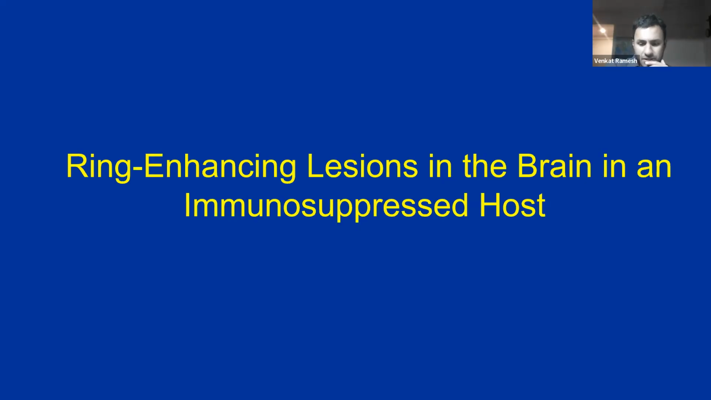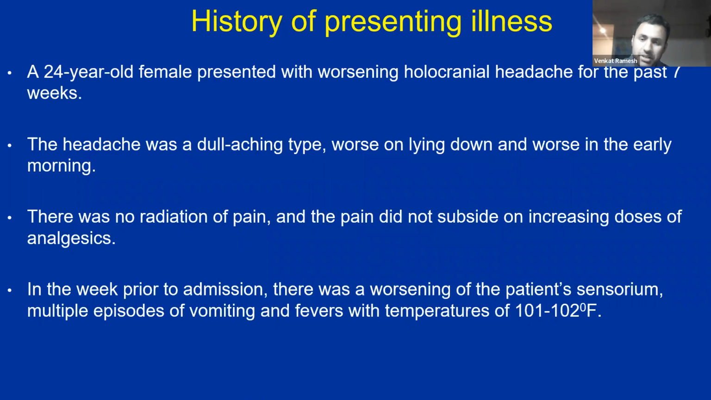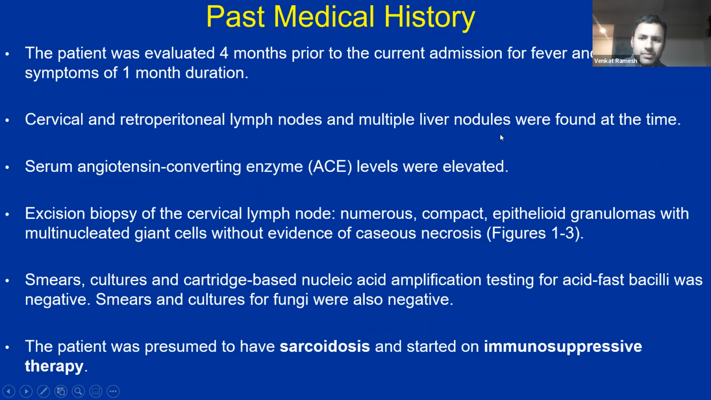The first case is a case of ring-enhancing lesions in the brain in an immunosuppressed host. This was a 24-year-old female who had presented with holocranial headache for 7 weeks, a dull aching type of headache, and in the week prior to admission, she had worsened with fevers and multiple episodes of vomiting. She had been evaluated 4 months prior to the current admission for fever and constitutional symptoms of 1 month duration.